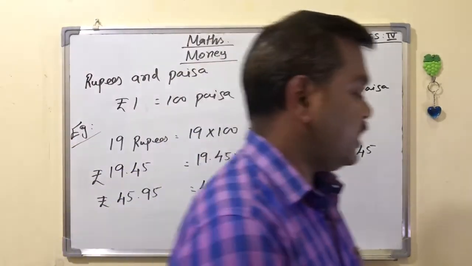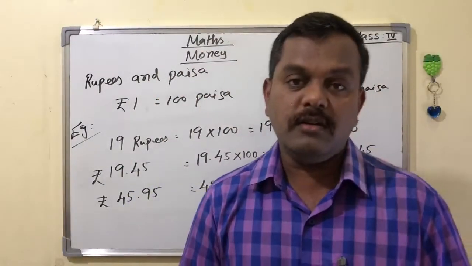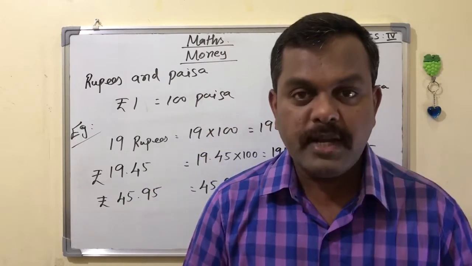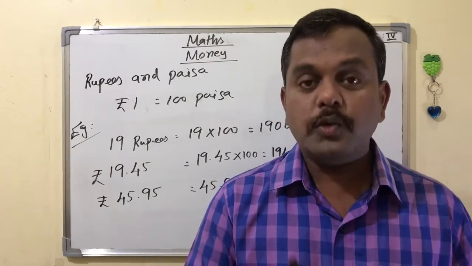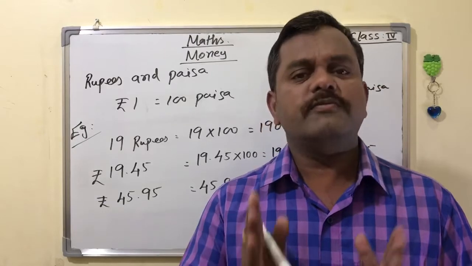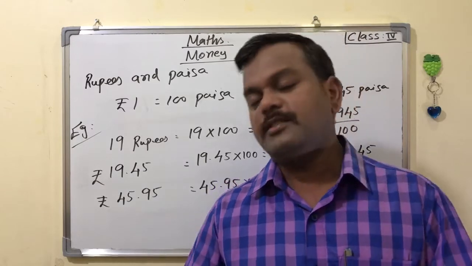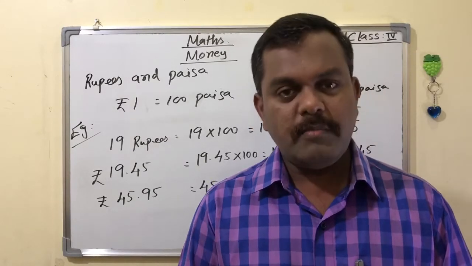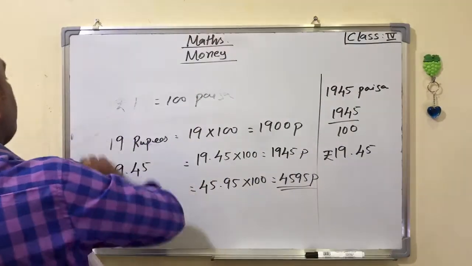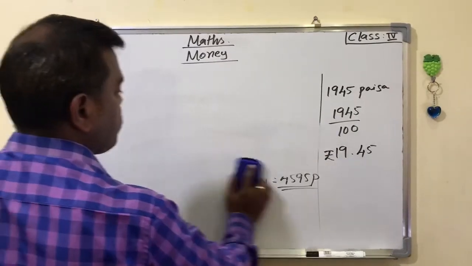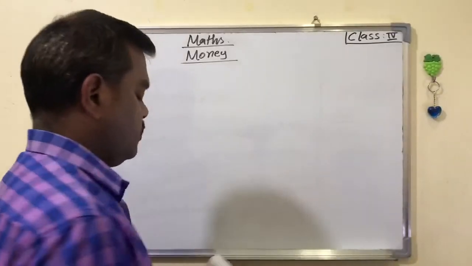Understood? So next we are going to do some operations on money. What is an operation? Operations in mathematics means addition, subtraction, multiplication and division only. So money operations: how to add money, how to subtract money, how to multiply and divide money. This is very easy, similar to our decimal addition, decimal subtraction, decimal multiplication and decimal division. Same as our decimals. First question, add.